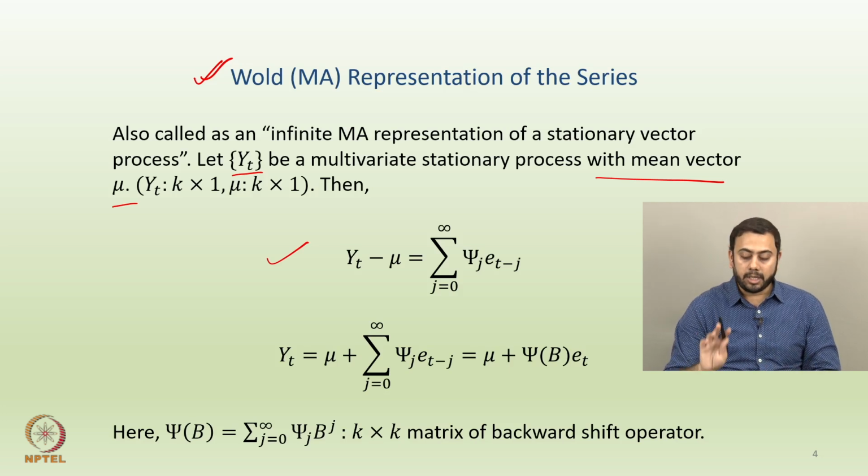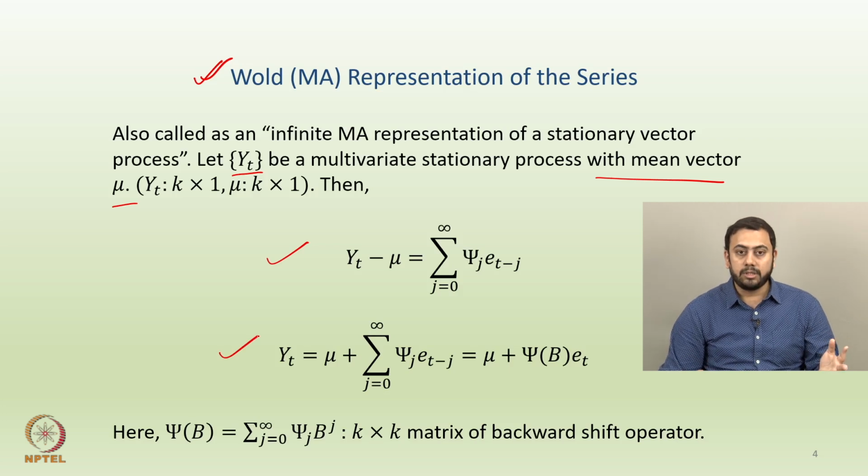Now, a couple of things here. Firstly, why infinite? Infinite because you have an infinite sum, right? And the second question is why MA? Because if you take this mu to the right hand side, then this is nothing but the MA structure, isn't it? You have yt on one side and nothing but the moving average or collection of random errors on the other side, which is the MA representation. Make sense? So this is exactly what we will do now.